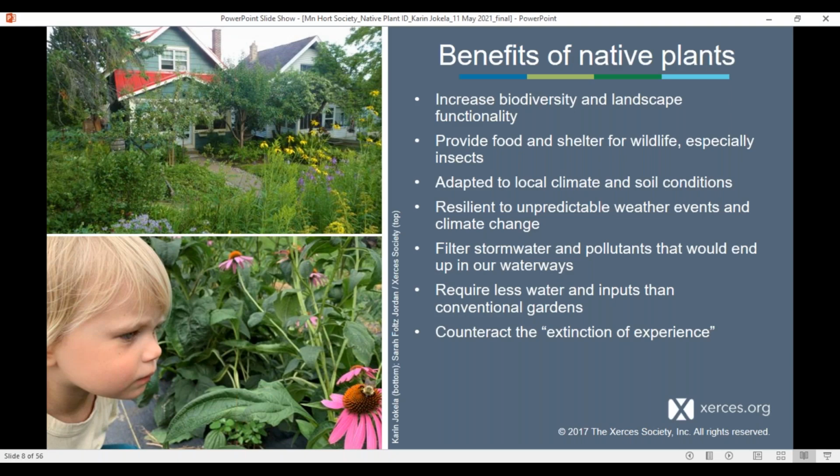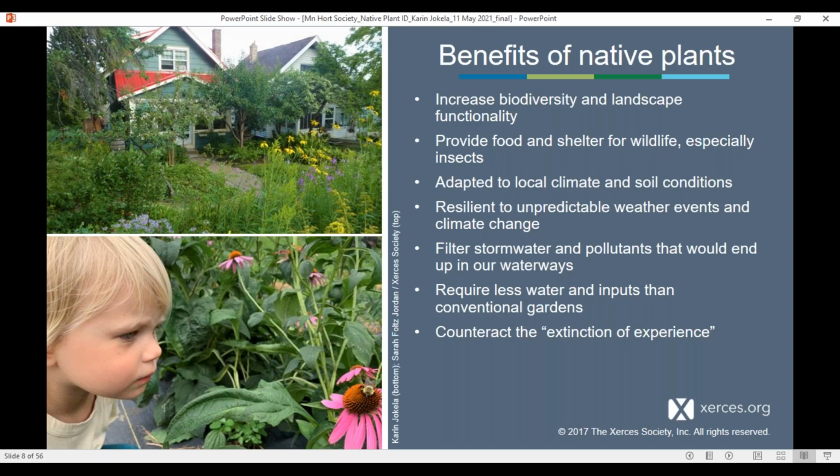Native plants are adapted to local climate and soil conditions. They're therefore more resilient to unpredictable weather and all this climate variability that we're seeing. They have increased functionality because they can filter stormwater. They increase infiltration in the ground. They can clean out pollutants that would otherwise end up in our waterways. When you're gardening with native plants, they require less water and inputs than your average conventional garden.